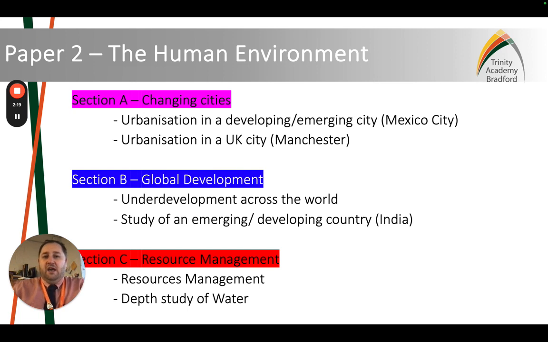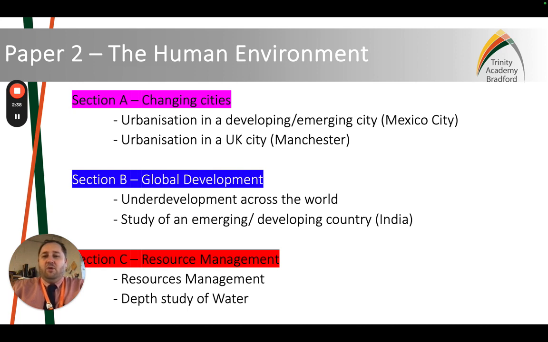We look at 2 different types of cities. We look at urbanisation in the developing world, so we look at Mexico City. We look at the impact that migration has, the impact that the rapid population growth has on the city, so looking at squatter settlements and drug gangs. And then we look at the urbanisation of a UK city, looking at Manchester.